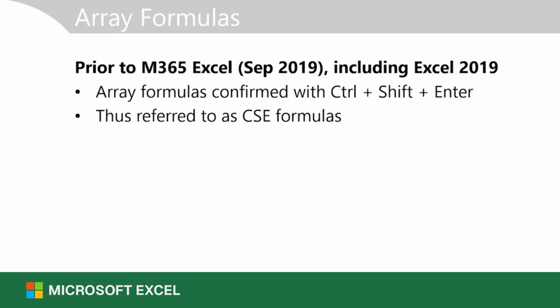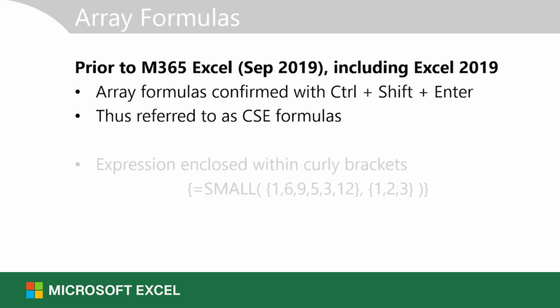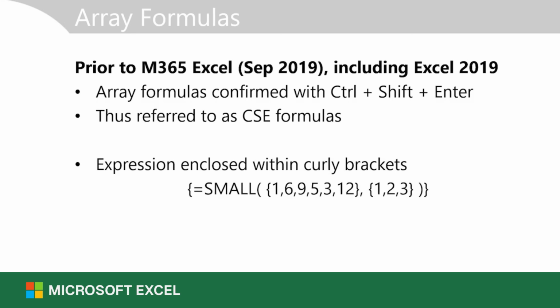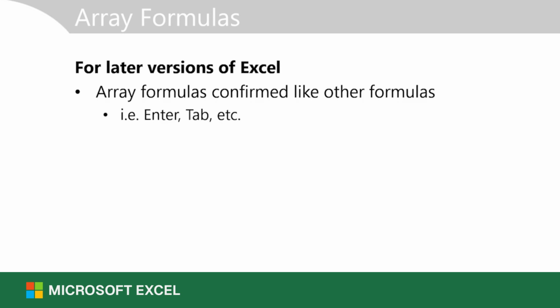For Excel products prior to the latest 365 suite, including Excel 2019, an array formula that could process multiple values or return multiple results had to be confirmed with the Control-Shift-Enter key combination. These formulas were thus typically referred to as CSE formulas. For easier identification, such formulas were displayed with curly brackets around the entire expression. Starting with the September 2018 release of Excel for Microsoft 365, array formulas can be confirmed just like other Excel formulas using the Enter, Tab, or arrow keys.